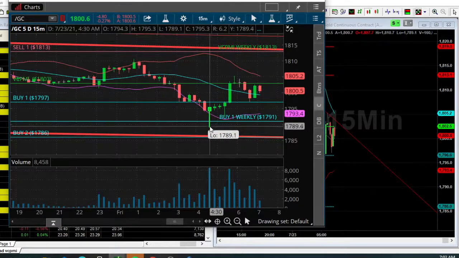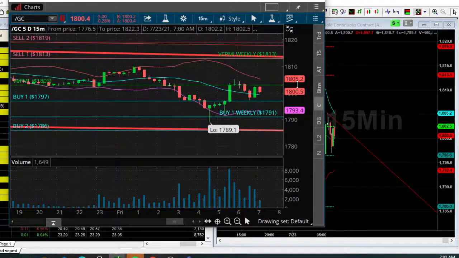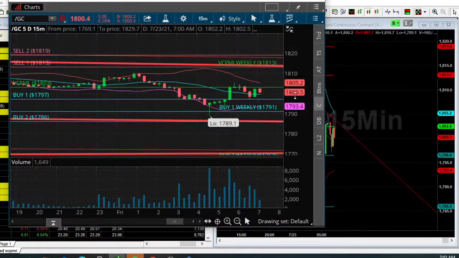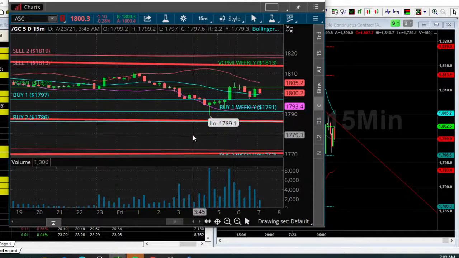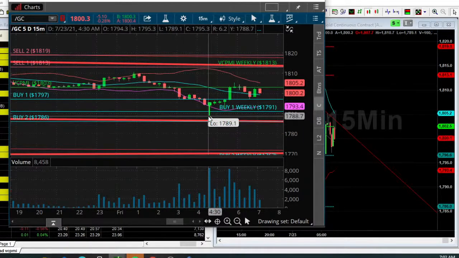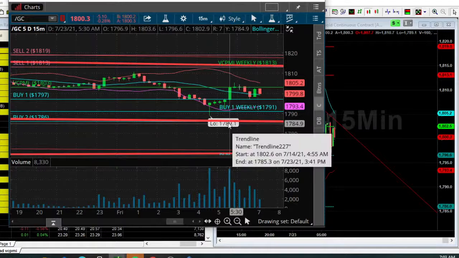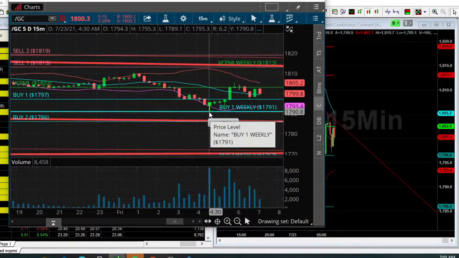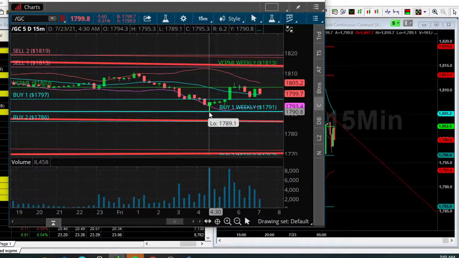Now, if you take a look at the chart here, on the right of this chart, we have the weekly signals, and the market coming down to a low of 1789.10 activated again the weekly signal by closing above it after testing, and it closed at 1795. This signal came in at 4:30 a.m.